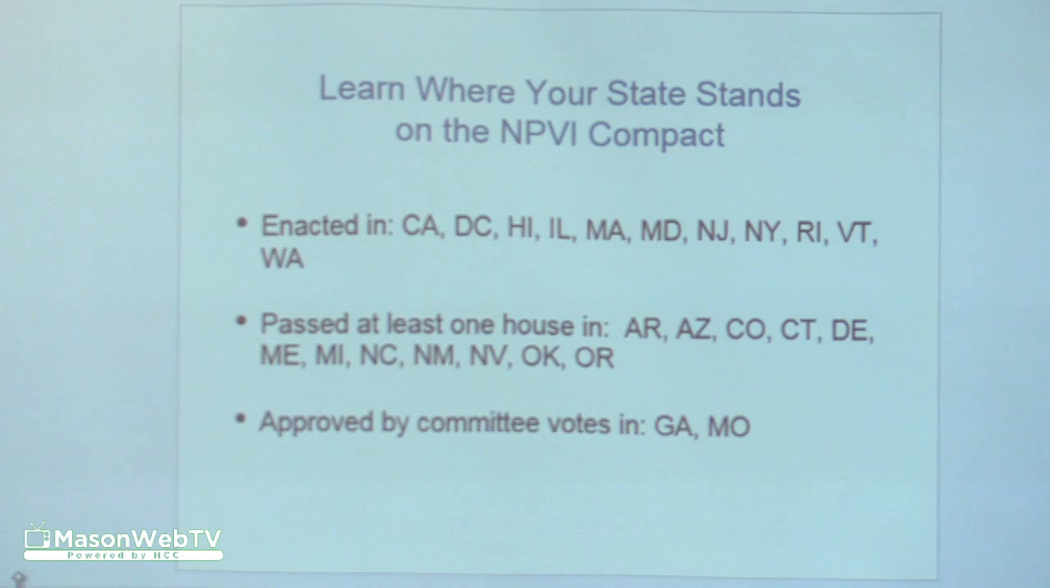So where has it been enacted? California, DC, Hawaii, Illinois, Massachusetts, Maryland, New Jersey, New York, Rhode Island, Vermont, Washington, and Connecticut. And it's passed at least one house in these other states, and you see that Oregon is pretty close. They could do it. So that's what we can do.